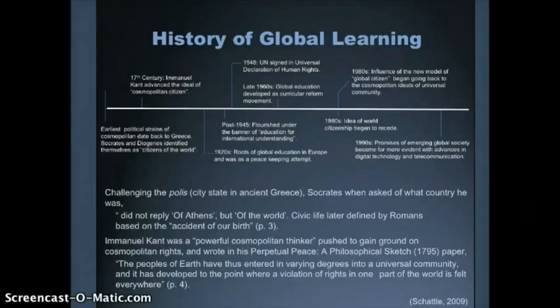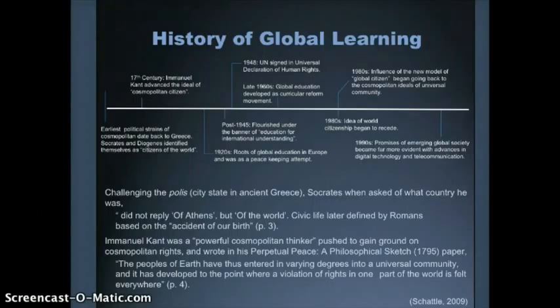Immanuel Kant once was a powerful cosmopolitan thinker, pushed to gain ground on cosmopolitan rights, and wrote in his Perpetual Peace, a Philosophical Sketch, "The peoples of earth have thus entered in varying degrees into a universal community, and it has developed to the point where a violation of rights in one part of the world is felt everywhere." This is true of not just global learning, but globalized society, whereby we feel the impact of what's happening in other places of the world just as much as they feel what we're doing here.